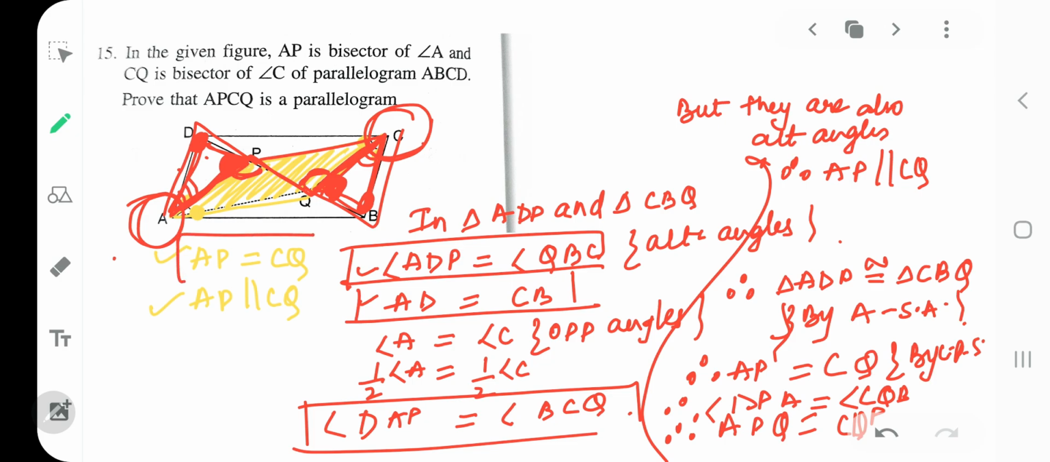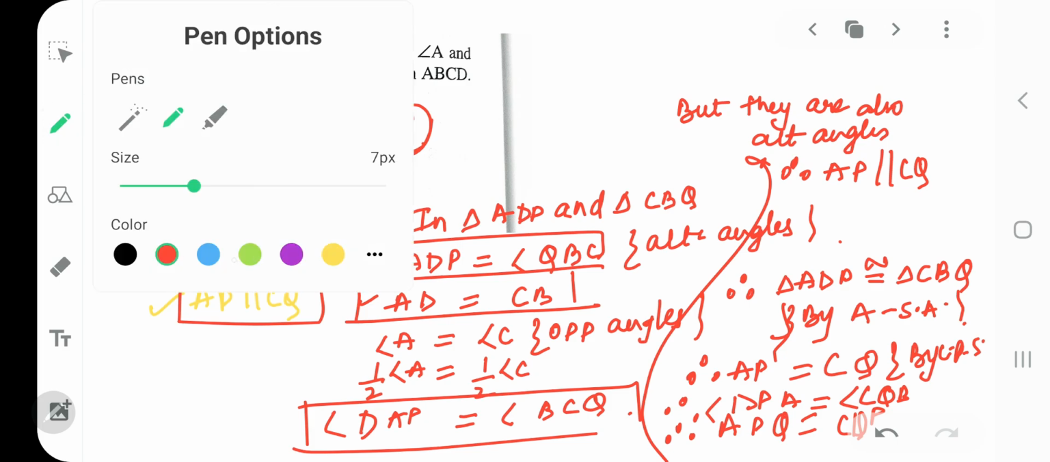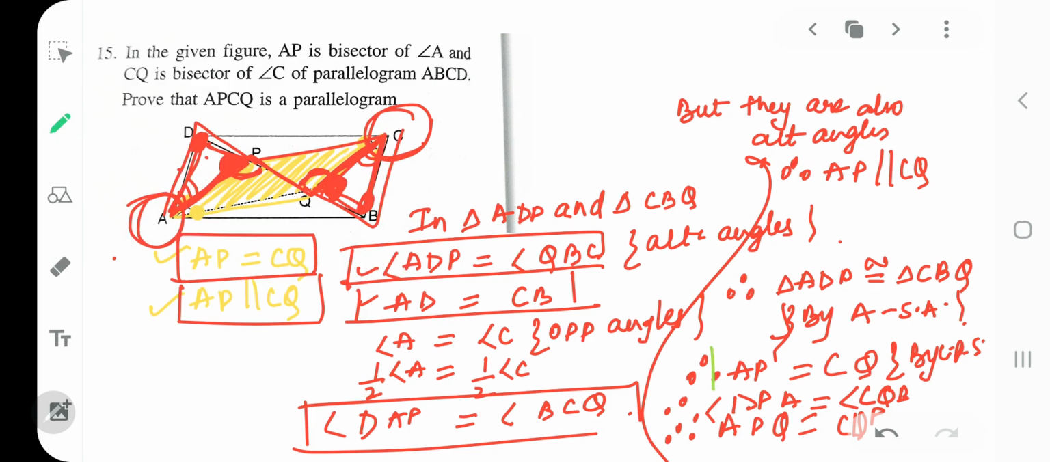So you got the two conditions. AP is equal to CQ and AP is parallel to CQ. You got both the conditions. Yes. Hence, you will write APCQ is a parallelogram. Clear?